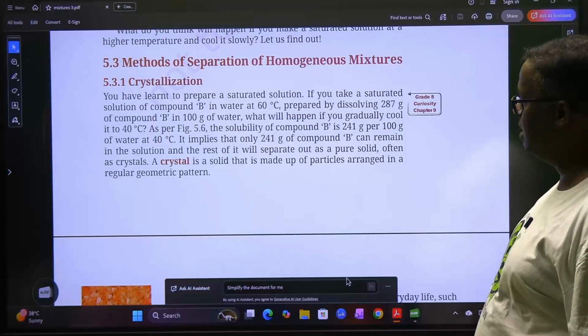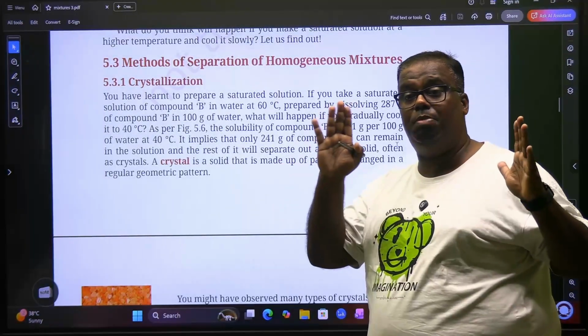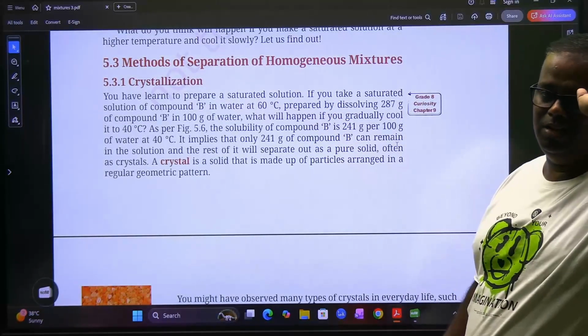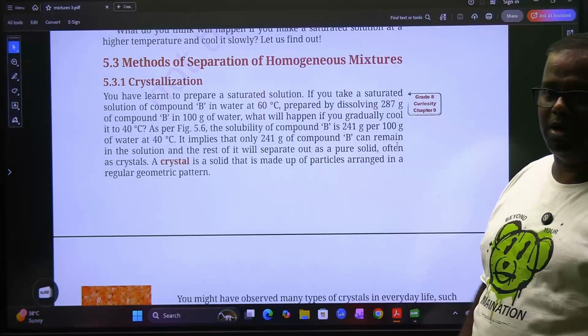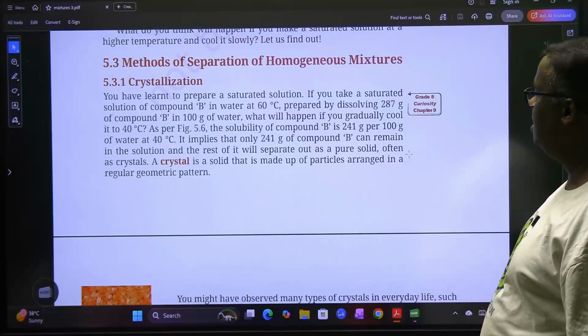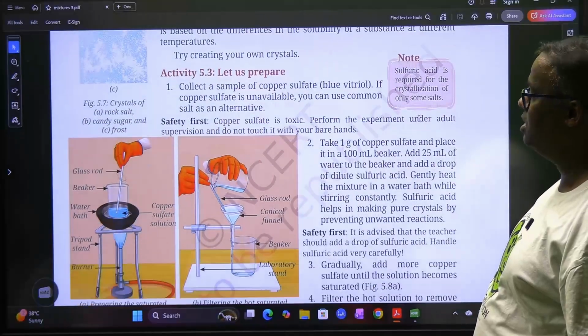A crystal is a solid that has a geometric pattern that you will study in grade 11 and all. Body-centered crystal, face-centered crystal. Crystals have got patterns, right? So let's see the crystal preparation that we have in our laboratory. So see how they are doing.